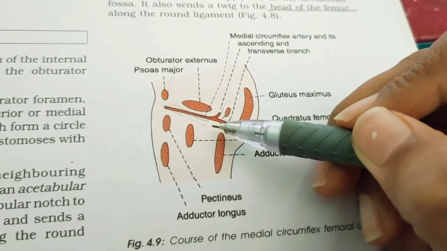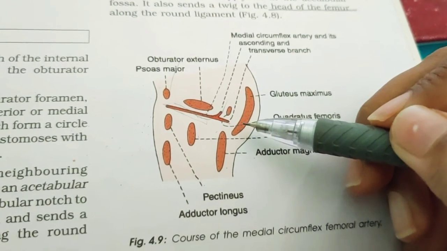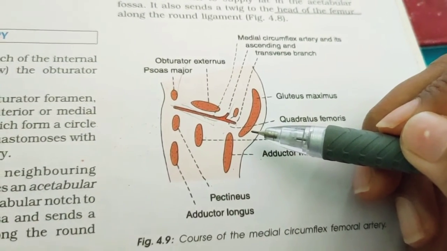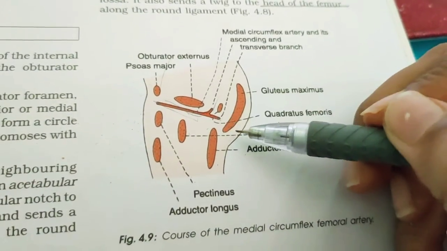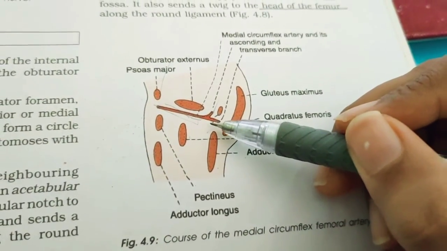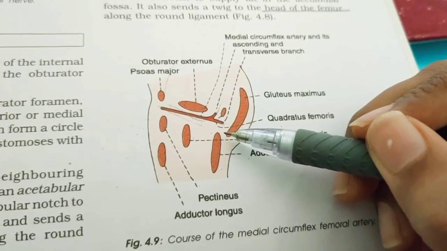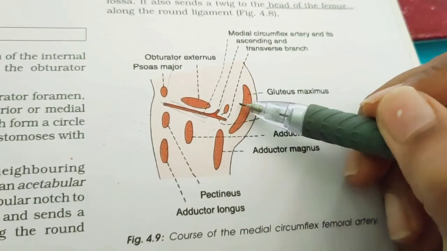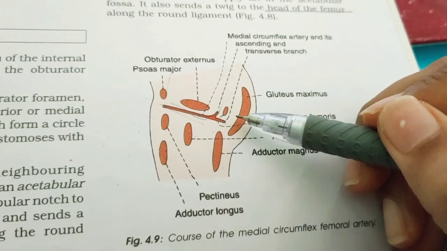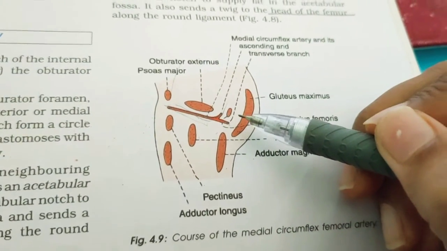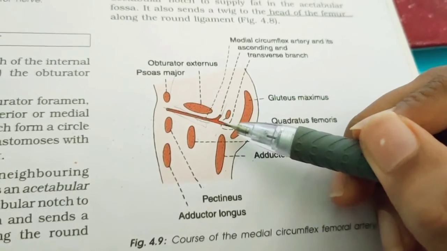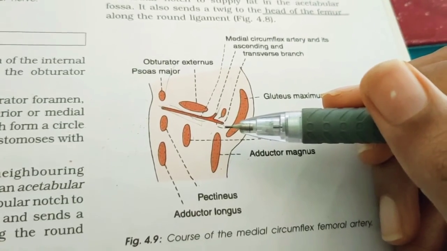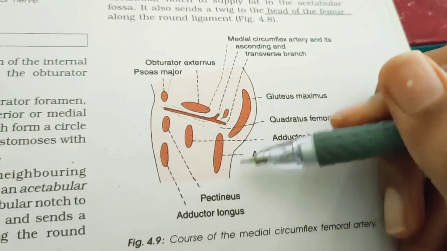After that it continues backward and ends in the gluteal region between the quadratus femoris and adductor magnus. After entering here, it divides into the ascending and transverse branches. Before giving off the terminal branches, the artery gives off many muscular branches and also an acetabular branch, which passes through the acetabular notch to supply the fat in the acetabular fossa.